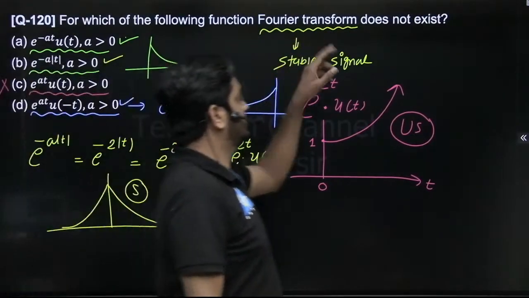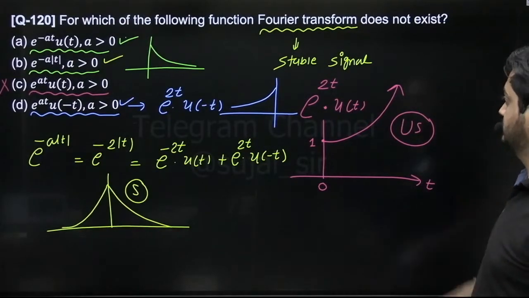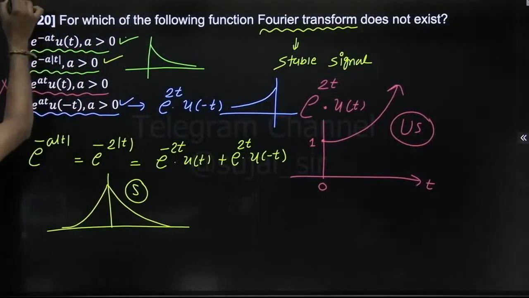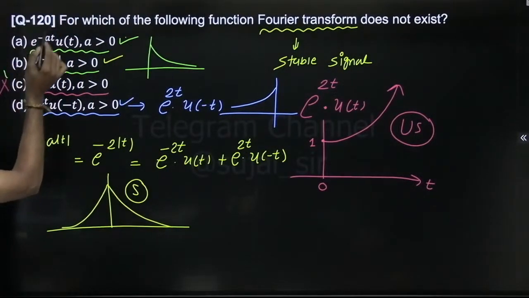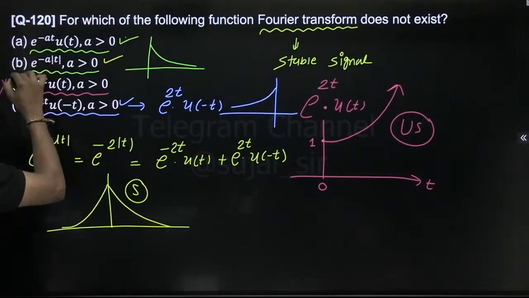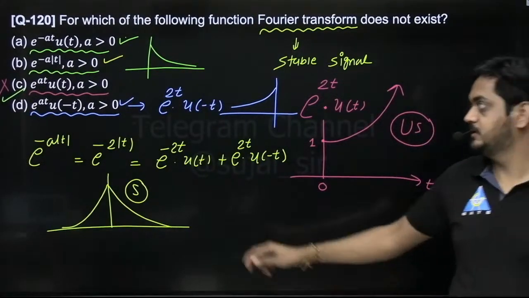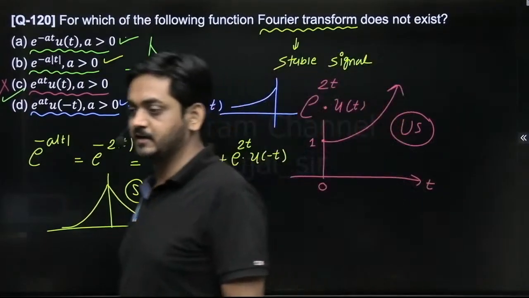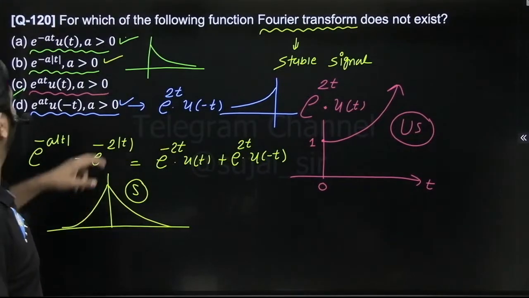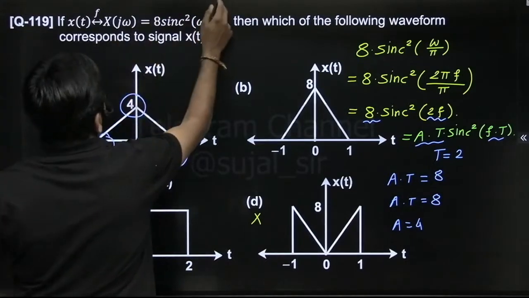So they are asking for which Fourier transform does not exist. So which option should be the right answer? For the unstable signal, Fourier transform does not exist, and here the correct option is option C, guys. The correct answer for this question is option C. For this signal, Fourier transform does not exist. Correct? So this is question number 120.